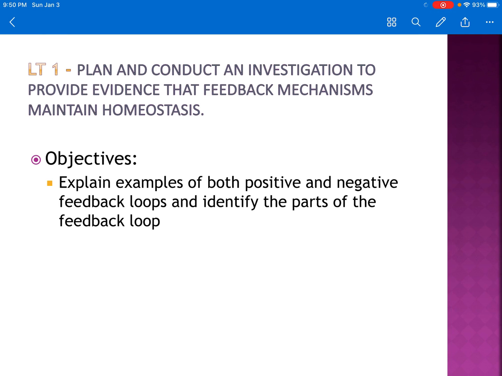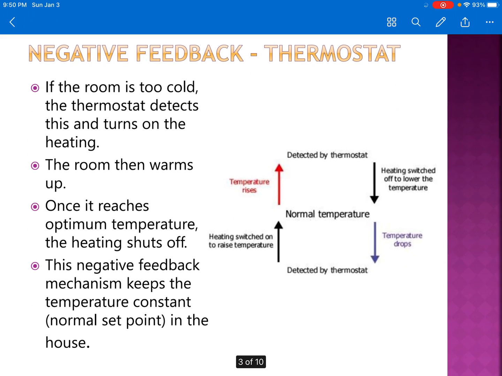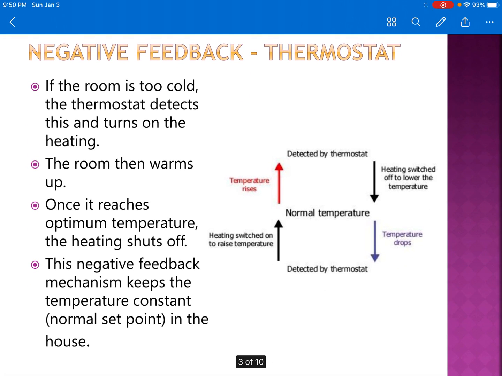And so today we're going to talk about examples of both positive and negative feedback loops, so you can have a practice at identifying those different parts. So again, just to give you an analogy, when we think about negative feedback loops, think about your thermostat at home. So let's say you go home from school and your apartment is cold. If your thermostat is set to a certain temperature, your thermostat will detect that your house has dropped below the normal set point, and it will turn on the heating.